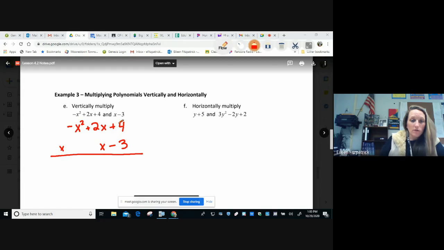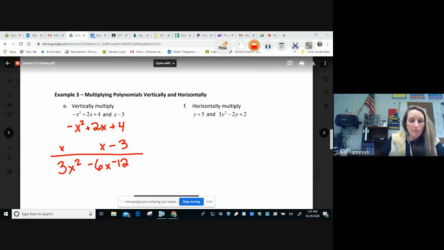So multiplying a negative 3 times a negative 4 is negative 12. Then a negative 3 times a positive 2x is a negative 6x. Then a negative 3 times a negative 3x squared is a positive 3x squared.